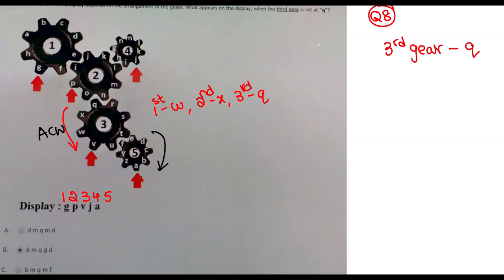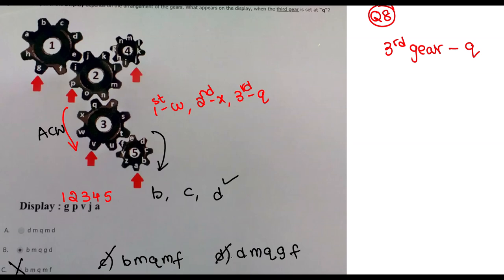This will be clockwise. What will happen? Next is B, next is C, next will be D. So the last one should be D. Option C here is BM, QM, F. That's eliminated because I want the last one to be D. Option D is BM, Q, G, F. It's not F, we want D as the last one. The fifth one should display D. Whereas option A here is DMM, QMD.